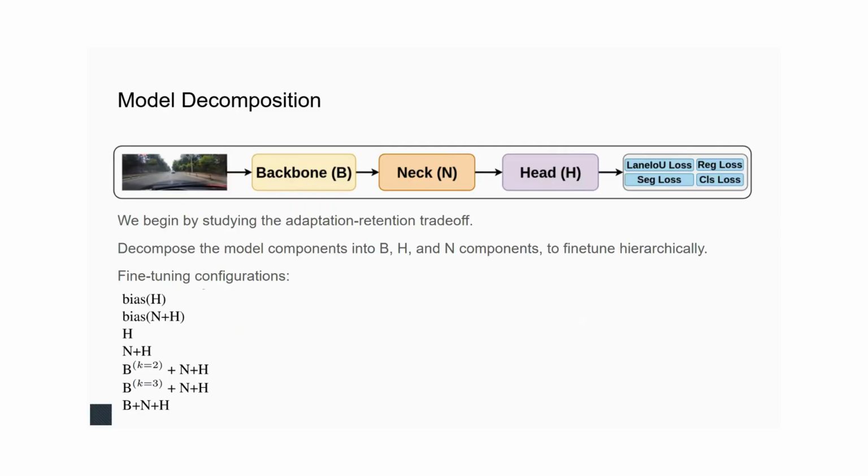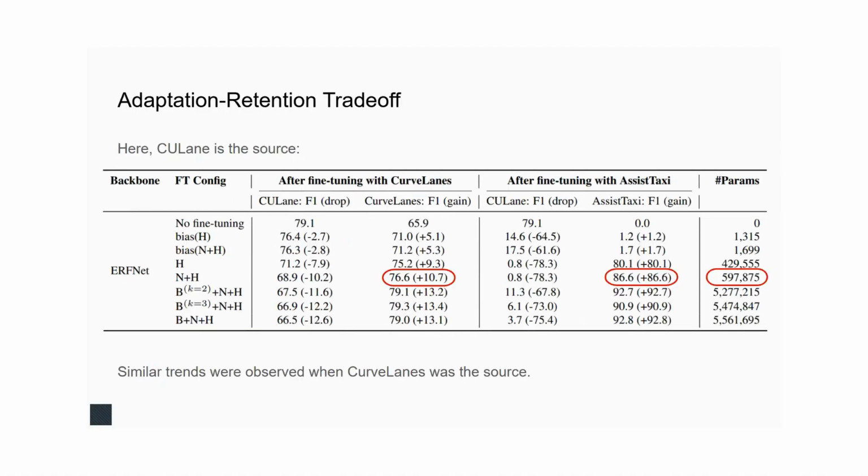and try to study the retention and adaptation trade-off and basically fine-tune hierarchically, starting from the deepest level of the model, where we fine-tune only the bias terms of head and neck, and then the head and neck, and then basically the different components here. And as we do this, when we use the car lane datasets as the initial distribution, we see that the neck plus head fine-tuning provides a good level of adaptation on these incoming distributions with few parameters compared to using all the components of the model.